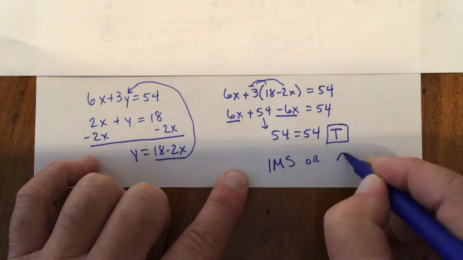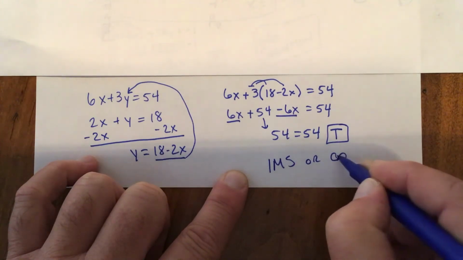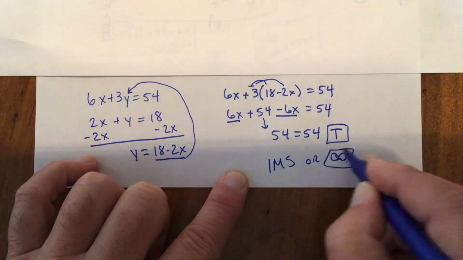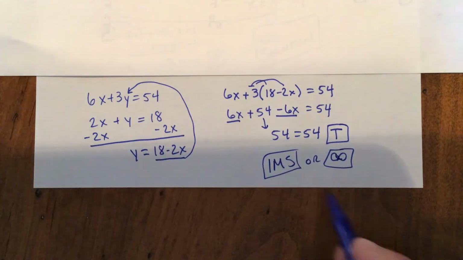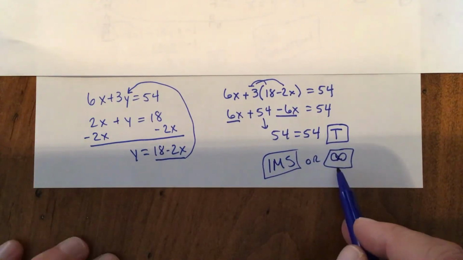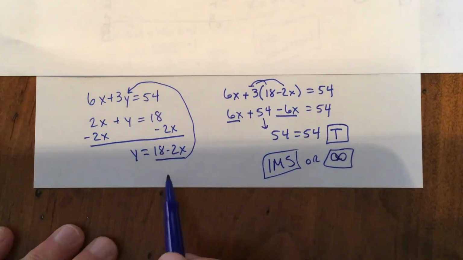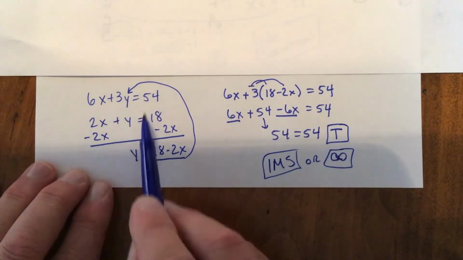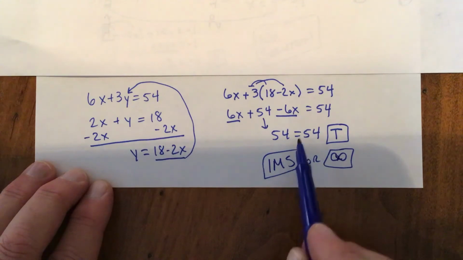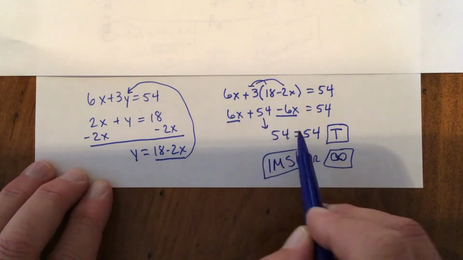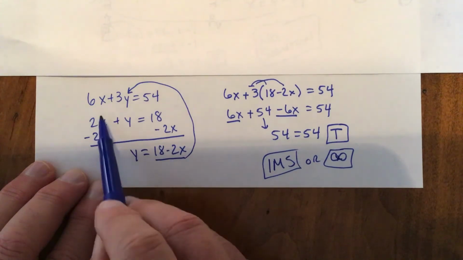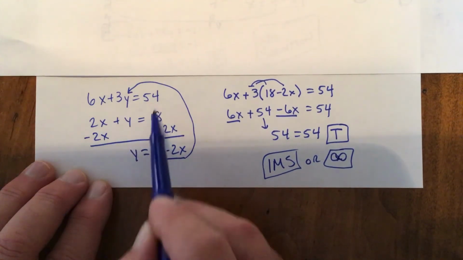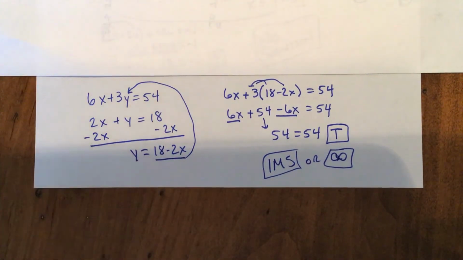You can write IMS, or the infinity sign. However you want to write it, I don't care. Infinitely many solutions, or the infinity sign. Sorry about that. So what happens here is that when we solve for this, the x term falls out, which means that the same x can go in here and the same y can go in here, and we would produce these 2 answers.